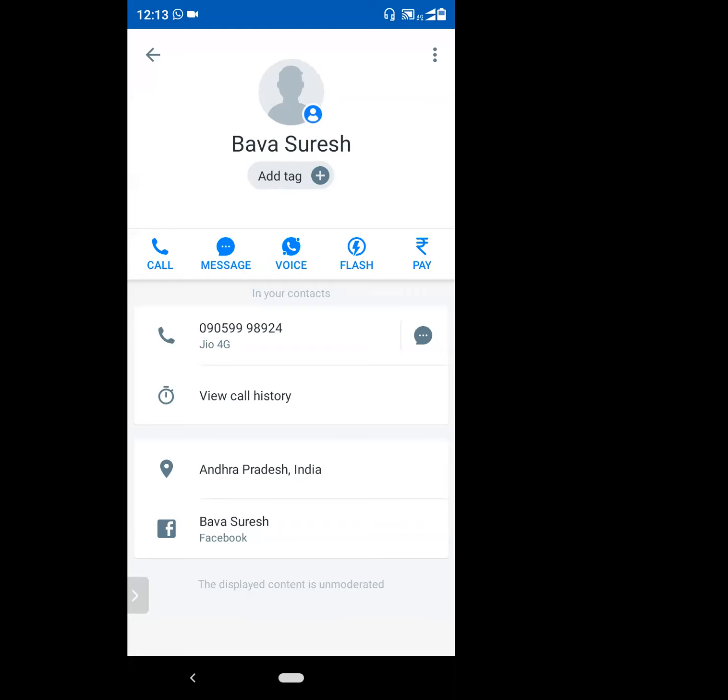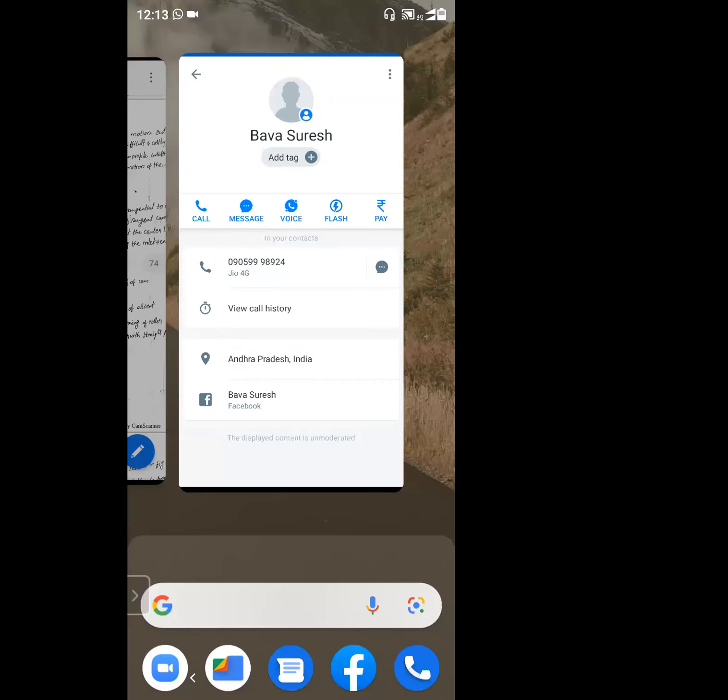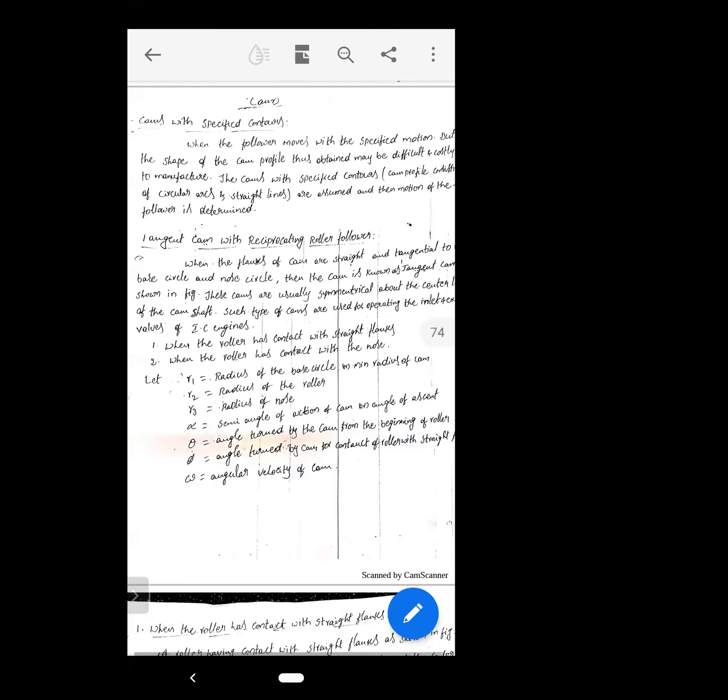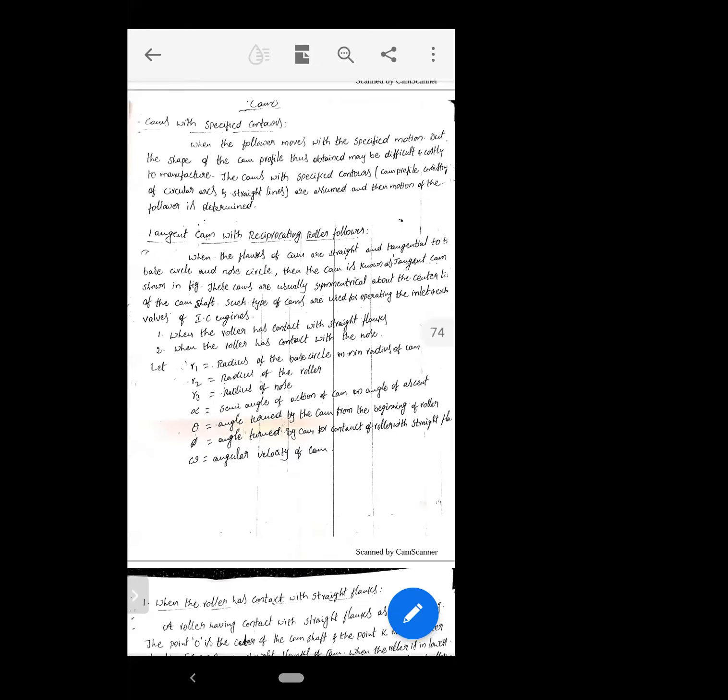Good morning, dear students. Today's topic is specified cams, special cams. Those are the two types of special cams in our syllabus: the tangential cam with reciprocating roller follower, and the circular arc cam with flat faced follower. These are the two special cams in our syllabus.